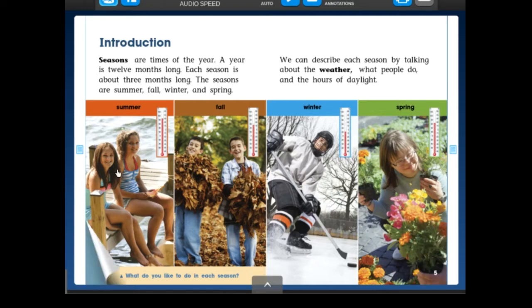So then they have these pictures down here, photographs. Remember, this is nonfiction, it's giving us information, they're not making it up. They also have the thermometer.